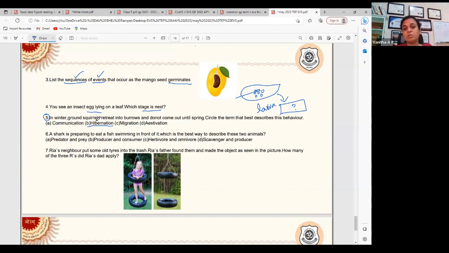Okay, this is how the question paper is going to be. So I have to train children in such a way that they will be able to face the exam like a piece of cake. So that's why prepare them in your classes.